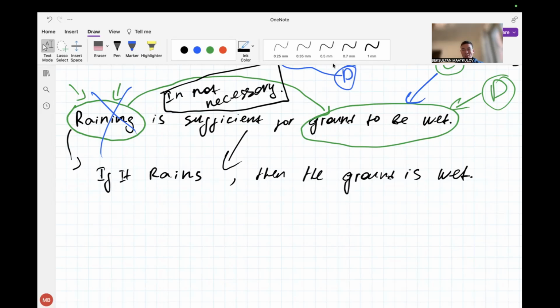Snowing is sufficient to be cold. All right. If it is snowing, then it is cold. But you could get cold even without snowing. For example, let's say it is raining, right? When it's raining, it's also cold. So there is also another way where it is cold.